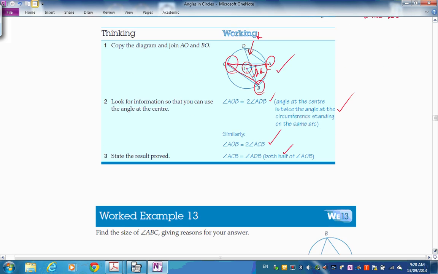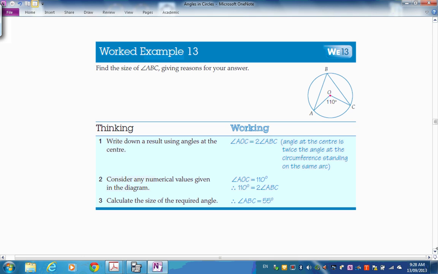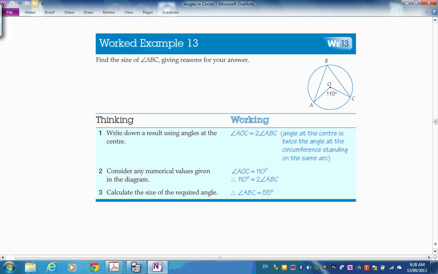Okay, let's go down, have a look at another one. Now, we've established some nice little theorems. Now let's see if we can problem solve with it. Let's find the size of angle ABC here, that angle, and giving reasons for your answer. Now this is a deductive argument. Why do you think B is such and such?